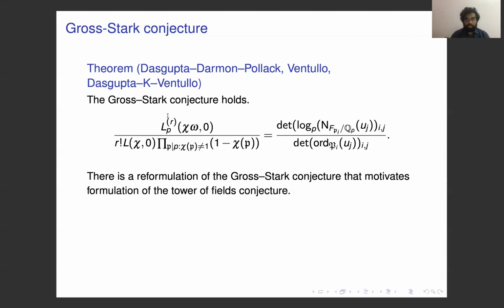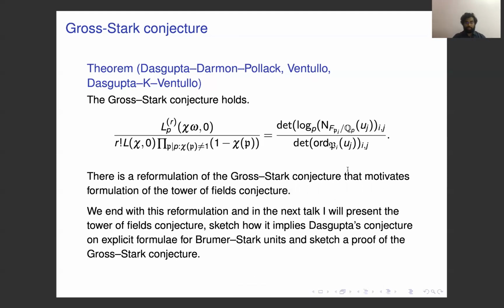So when r is equal to 1, we know that this is non-zero, but when r is bigger than 1, this side may be 0, and the content of the theorem is that this side is also 0. So we don't assume Gross-Kuz'min here. Of course, if Gross-Kuz'min were true, then both sides would be non-zero, but otherwise we have to prove that 0 is equal to 0.